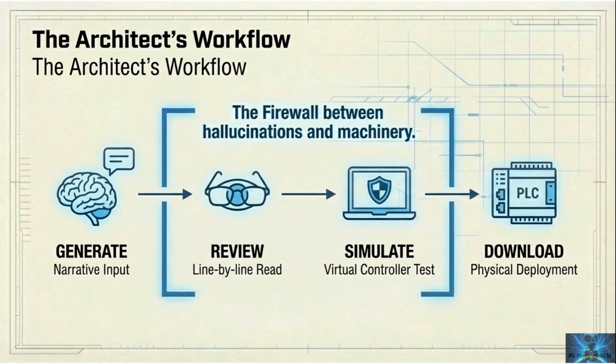Here's the workflow that keeps you safe and productive. Step 1. Generate the draft from a clean narrative prompt. Step 2. Do a line-by-line review like you would review a junior engineer's work. Check edge cases and failure conditions. Step 3. Simulate using a virtual controller or test environment. Prove the logic responds correctly to level changes, faults, and transitions.